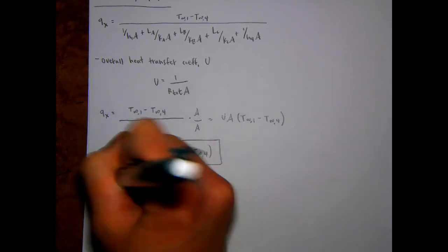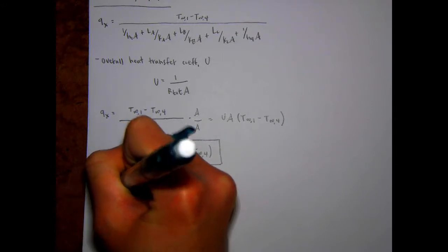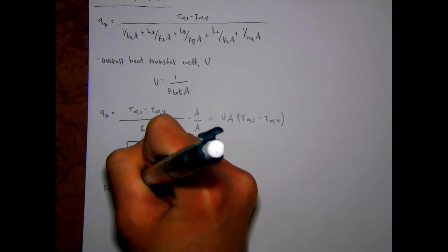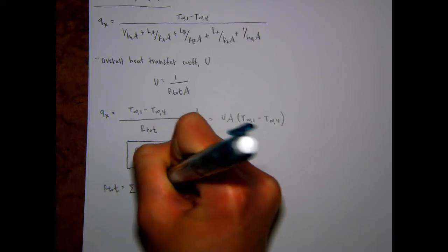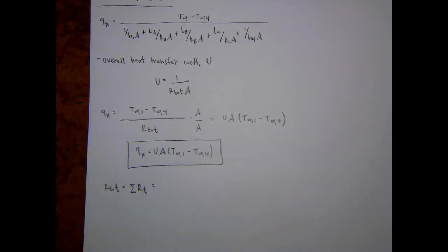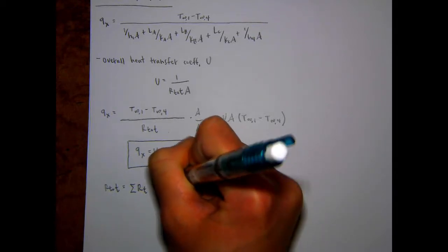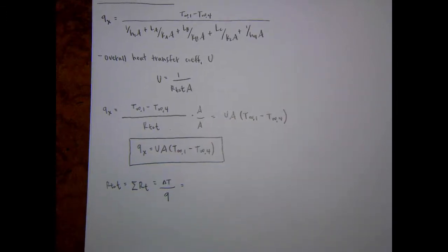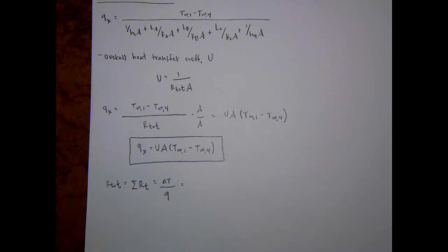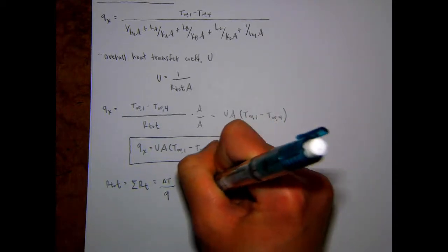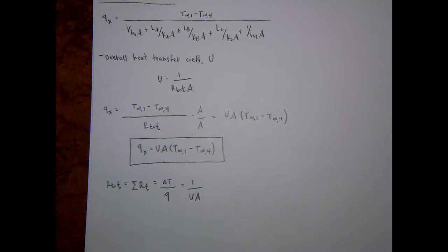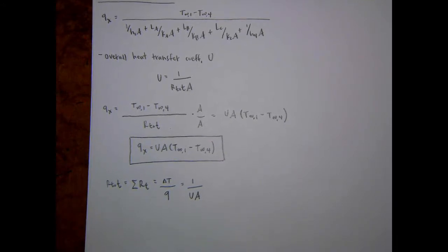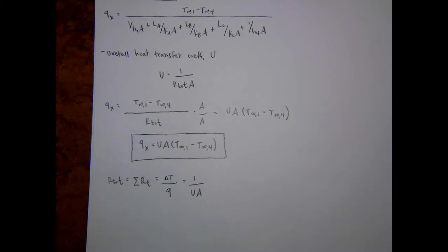So now we have several different equivalent expressions for R total. It's the sum of all the individual thermal resistances. As we showed on Friday, it's also equal to the temperature difference divided by the heat transfer rate. And now we can show that it's also equal to 1 over U times A. Okay, any questions before we move on to the same thing but for cylindrical systems?